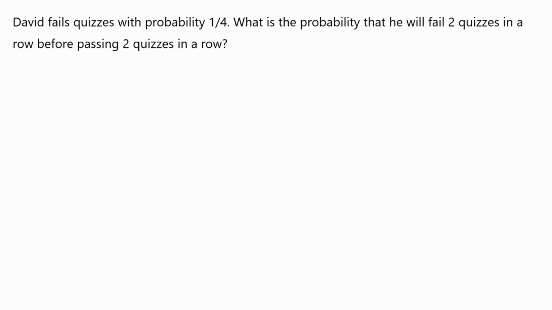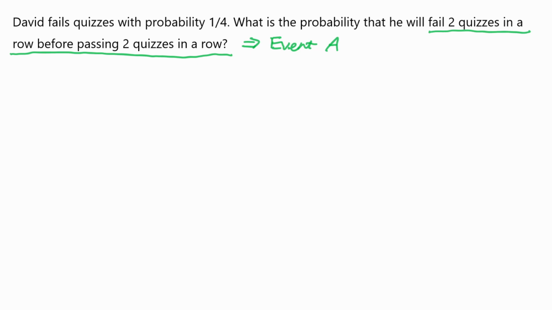So I am going to denote event A by this part. Basically, failing 2 quizzes in a row before passing 2 quizzes in a row. Now let's list all the possible sequences of outcomes.